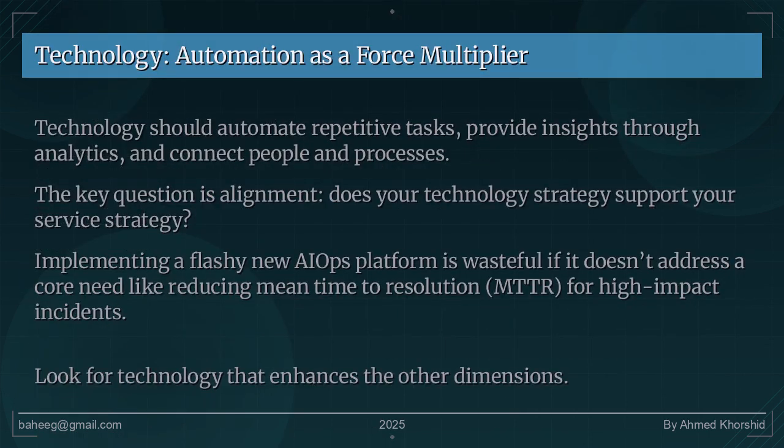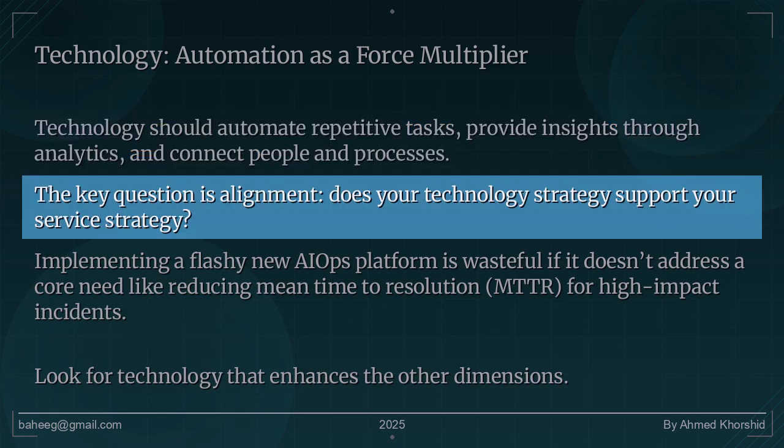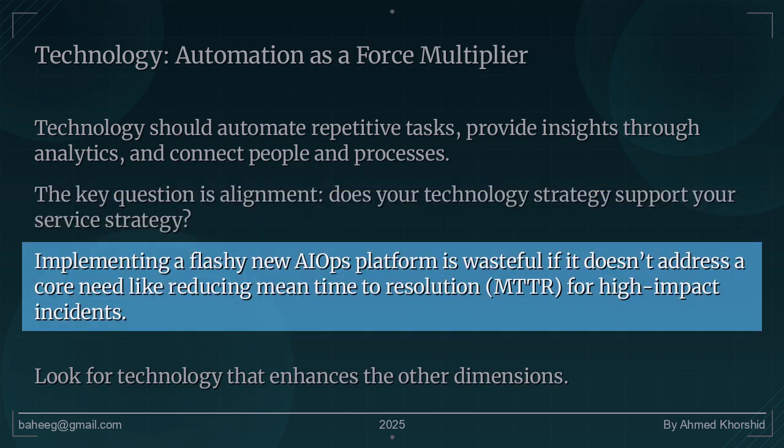Technology: automation as a force multiplier. Technology should automate repetitive tasks, provide insights through analytics, and connect people and processes. The key question is alignment. Does your technology strategy support your service strategy? Implementing a flashy new AIOps platform is wasteful if it doesn't address a core need like reducing mean time to resolution, MTTR, for high-impact incidents.